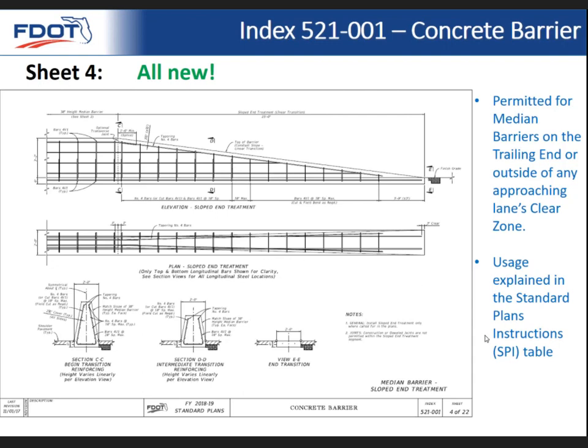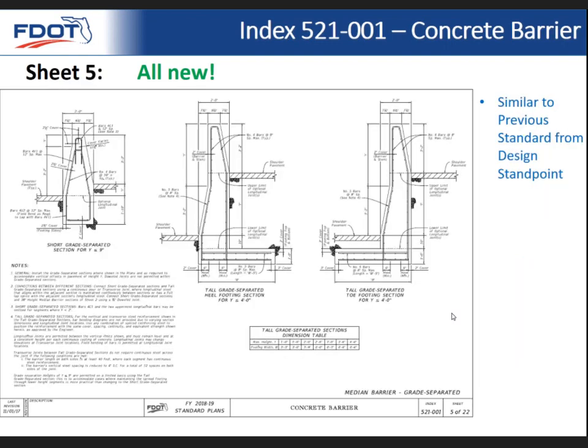And so the usage is explained clearly in the new SPI. We have a nice table to explain end treatments for approach and trailing ends of all of our barrier types. But this is what that's used for.